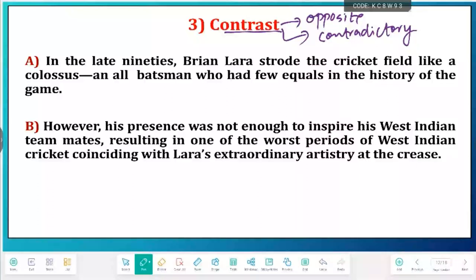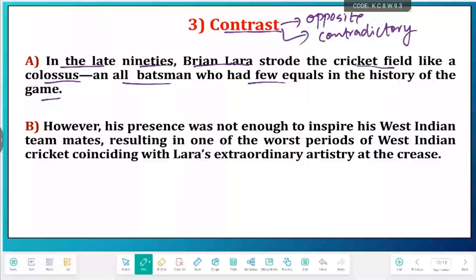ठीक है, now let's move on and let's see the example over here. Now statement A, what is statement A saying? In the late 90s, Brian Lara strode the cricket field like a colossus, and all batsmen who had few equals in the history of the game. Now, what is statement A saying? Statement A keh raha hai ki Brian Lara jo tha in the late 90s. Late 90s matlab 97, 98, 99, us darmiyan.